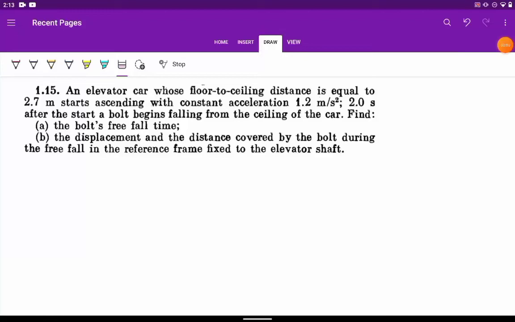Yet another problem considering different reference frames. An elevator car whose floor to ceiling distance is equal to 2.7 meters starts ascending, that is going upwards, with constant acceleration 1.2 meter per second square. 2 seconds after the start, a bolt begins falling from the ceiling of the car. Find first of all the bolt's free fall time.